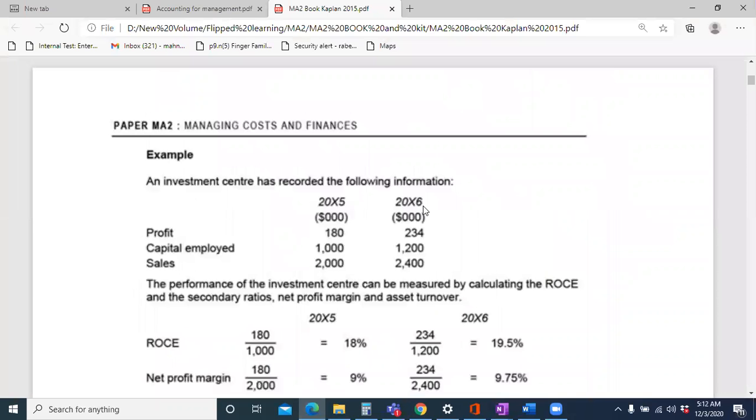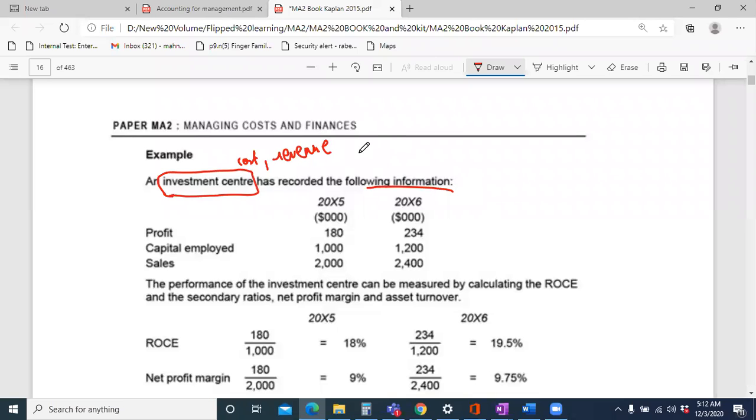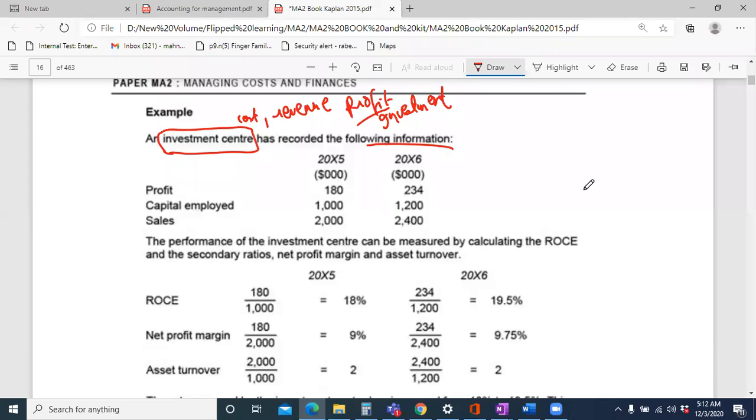Have a look at this example here, and see if you are able to solve it. An investment center has recorded the following information. This measure could only be the responsibility of an investment center manager who is end-to-end responsible for everything. He is responsible for cost, he is responsible for revenue. So definitely he is responsible to generate profit over investment. And his performance would show what profit he generates in relation to the investment.